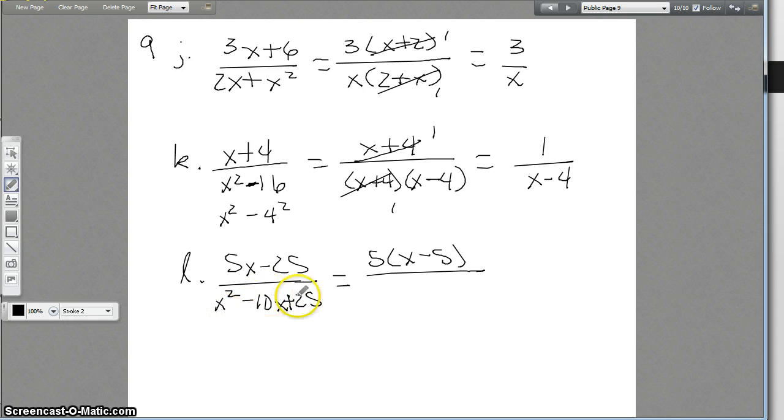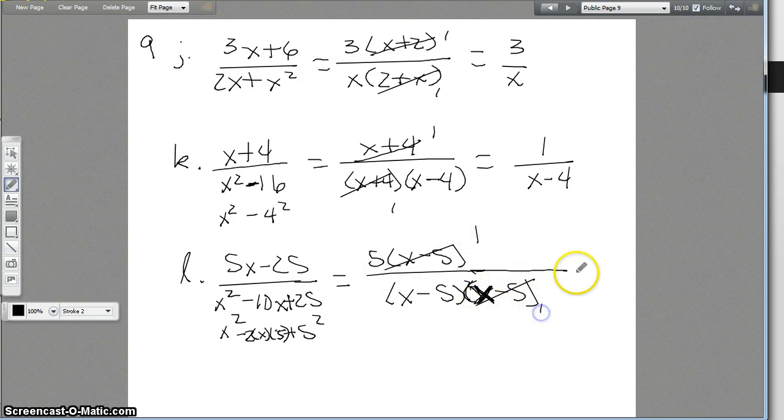Notice that our first and last terms are squared. This is x squared, and this is 5 squared. And our middle term is double the first term times our last term. So what we have down at the bottom is x minus 5 squared. Or I'm actually just going to write it out twice. x minus 5 times x minus 5. So we can divide both the top and the bottom by x minus 5. And what we will get as our final answer is 5 divided by x minus 5.